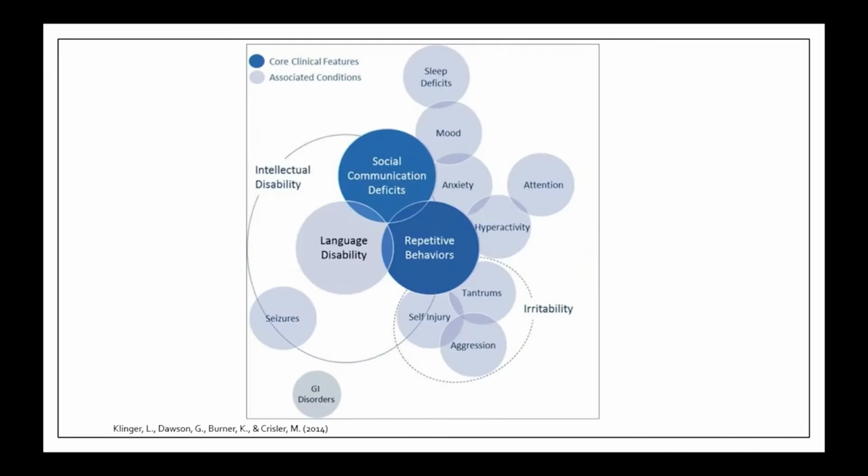I show this graphic because it highlights the complexity of autism spectrum disorder, and this is really referencing autism not within the context of Down syndrome.